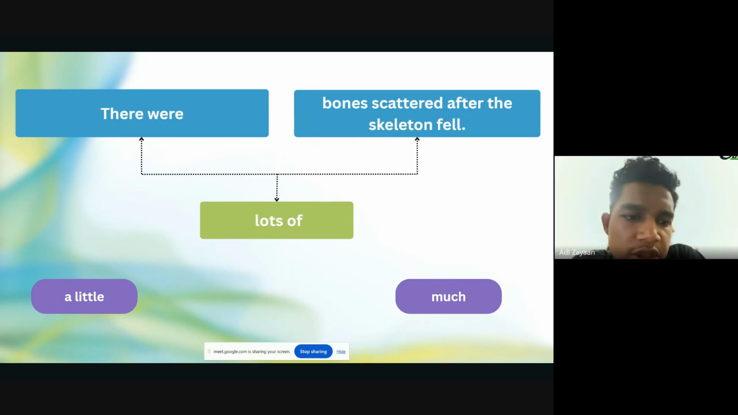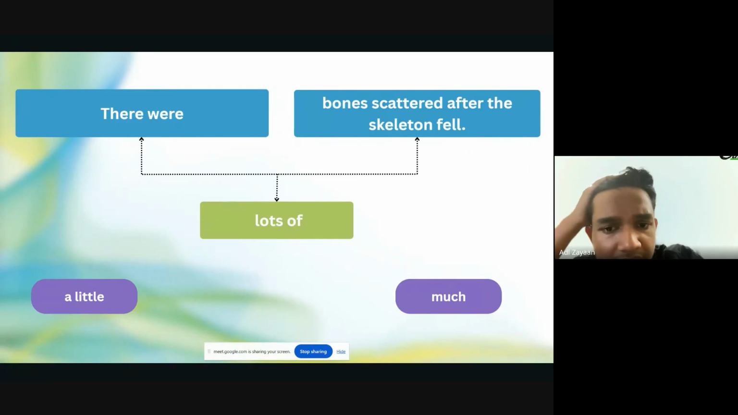So "a little" is not correct, right? After a skeleton falls down, there will be too many bones on the floor. In a human body there are about 250 bones, so it is not a little. 250 bones is too much. Much is mainly used for uncountable things, but the number of bones which had fallen on the ground is countable, right? Got it?